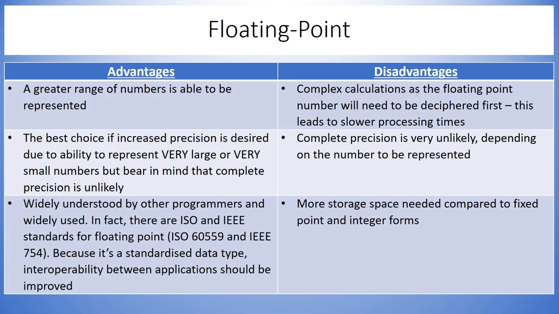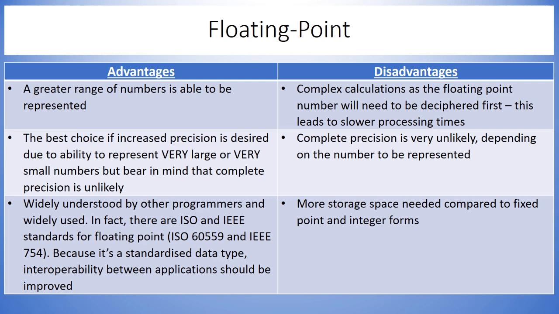Advantages: floating point has a greater range of numbers able to be represented. It's the best choice if increased precision is desired, due to the ability to represent large or small numbers, but complete precision is still unlikely. It's also widely understood by other programmers and widely used. There are ISO and IEEE standards for floating point. Because it's a standardized data type, interoperability between applications should be improved.